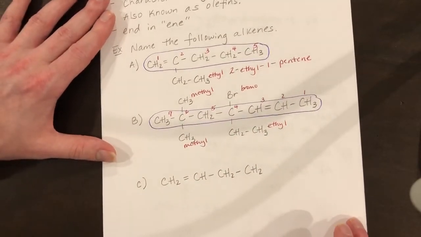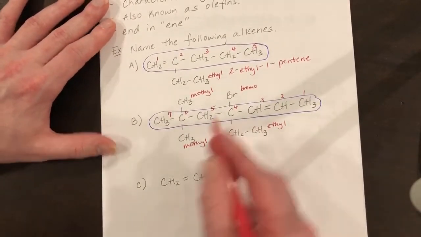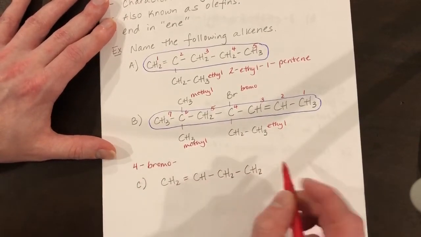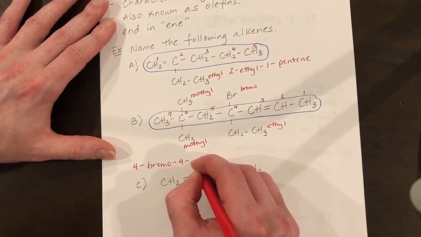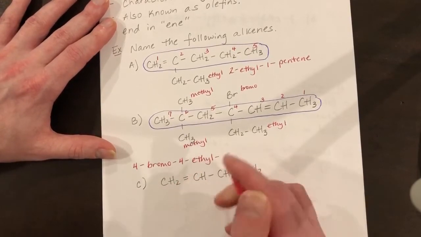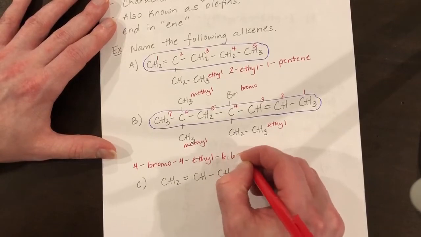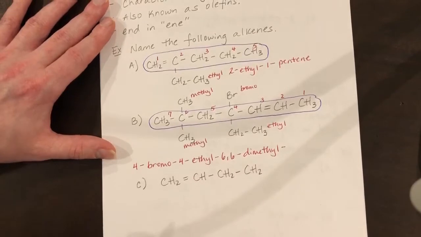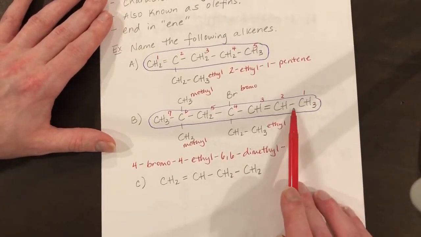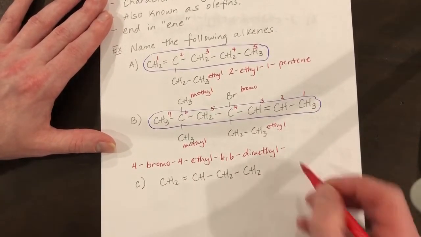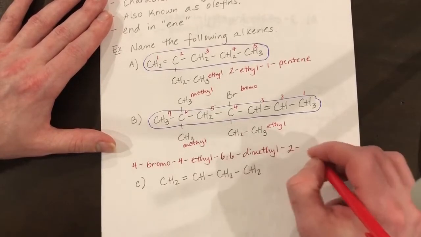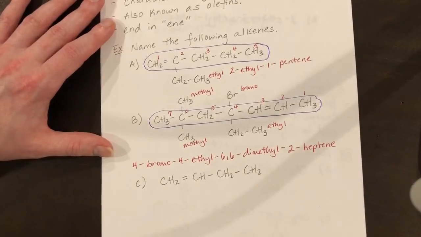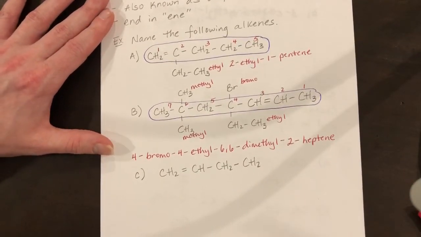So when we go to name this, it's going to be 4-bromo, 4-ethyl, and it's going to be 6,6-dimethyl, dash. Now we have to signify where the double bond is, so it's in the 1-2 position. So we say 2, and this is going to be heptene. So it's pretty much the same rules that we did before, just one extra step.